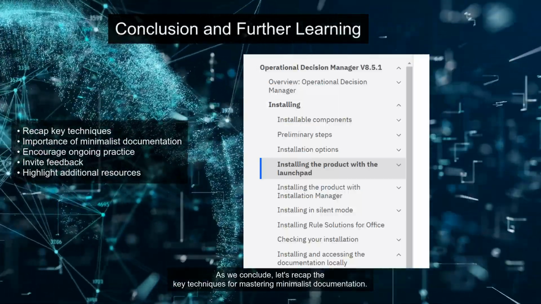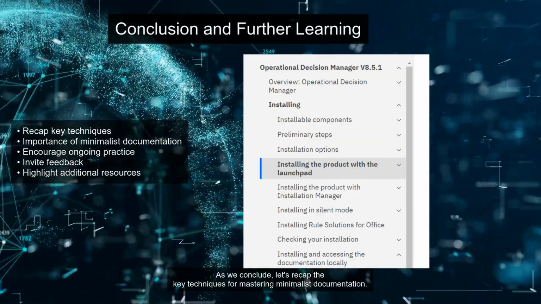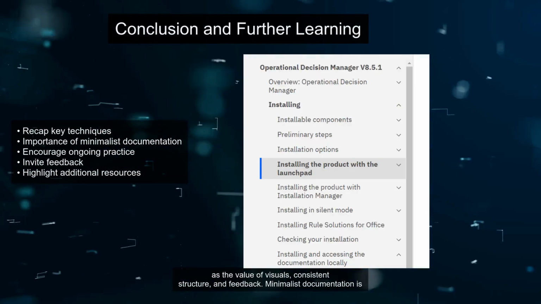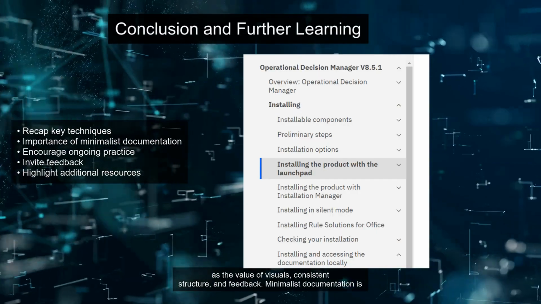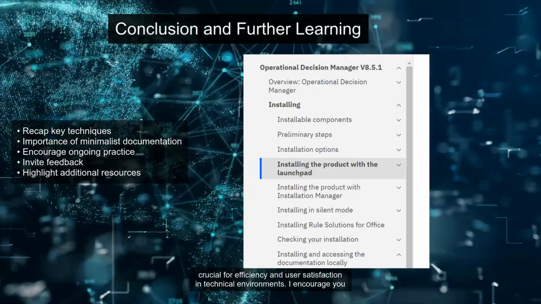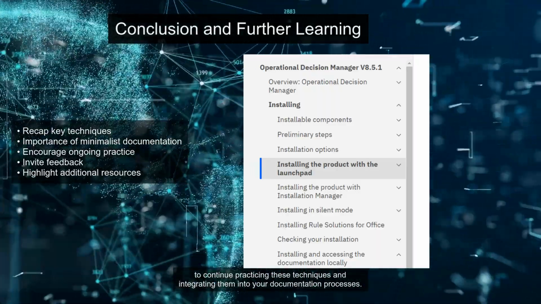As we conclude, let's recap the key techniques for mastering minimalist documentation. We've explored the importance of clarity, brevity, and user-centric language, as well as the value of visuals, consistent structure, and feedback. Minimalist documentation is crucial for efficiency and user satisfaction in technical environments.